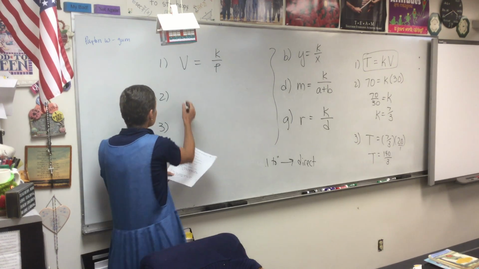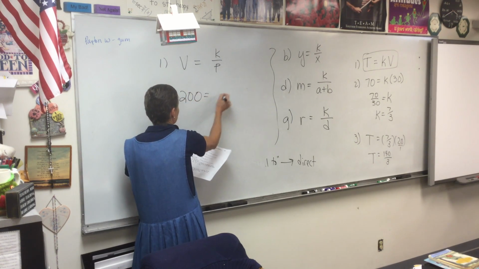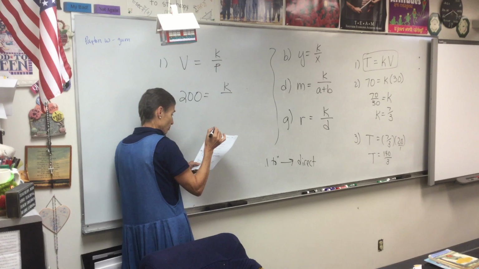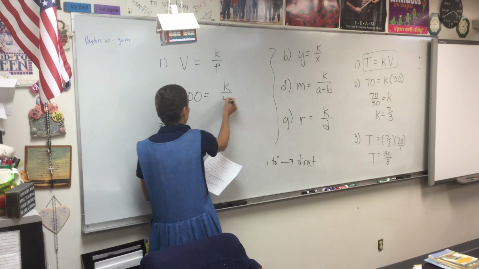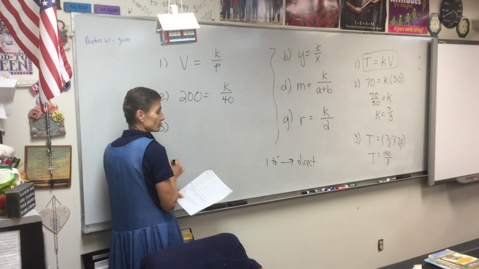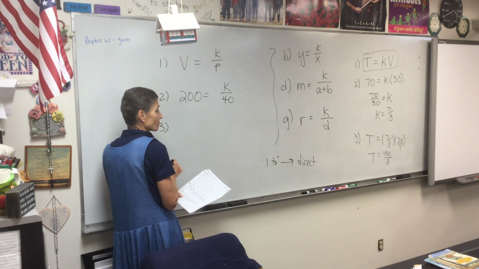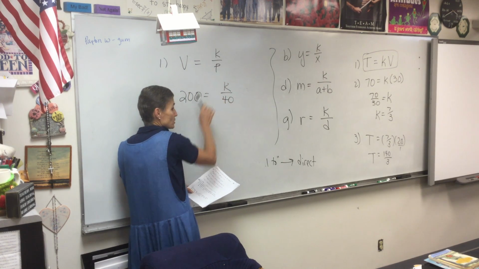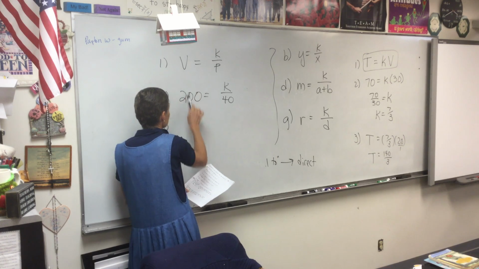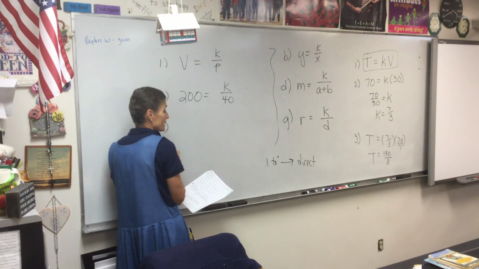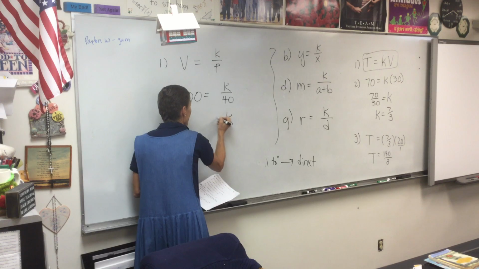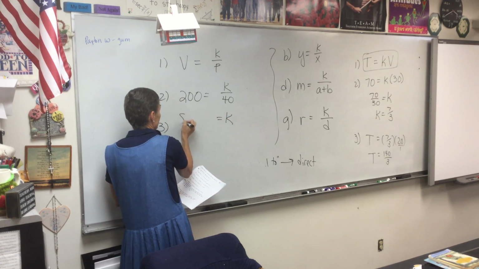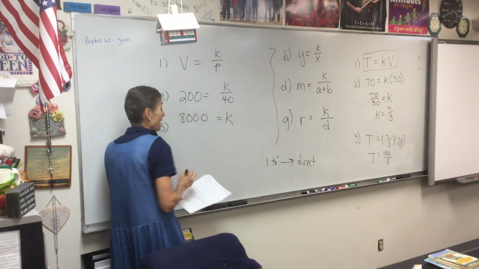If the volume is 200, the pressure is 40. So into my equation, I put volume 200, pressure 40. So what does K equal? 8,000?